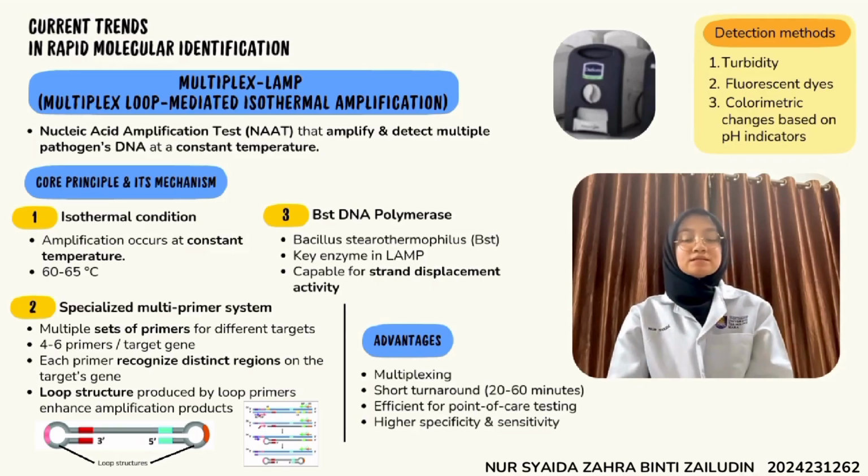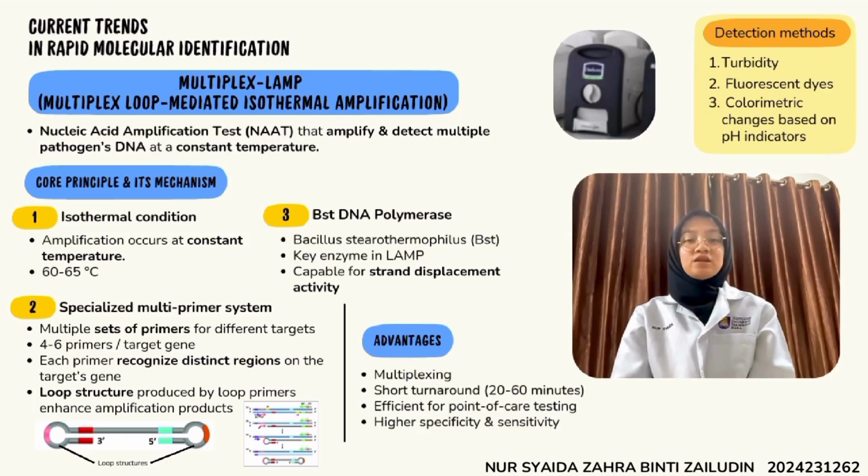A specialized multi-primer system with the help of Bst DNA polymerase, which is capable of strand displacement activity, enables amplification of multiple target DNAs continuously and faster. Loop structures produced by loop primers enhance amplification products. Detection methods include turbidity observation, use of fluorescent dyes, and colorimetric measurement. The higher specificity and sensitivity of the multiplex LAMP has shortened the turnaround time and is thus suitable for point-of-care testing as it performs at constant temperature.